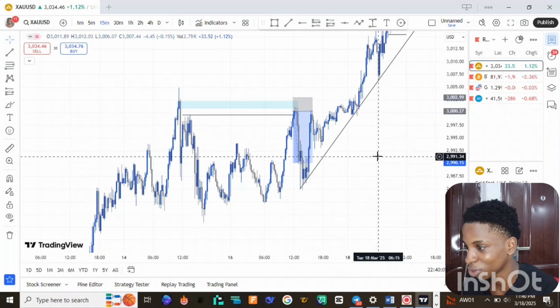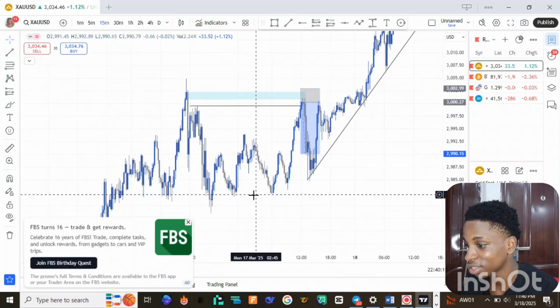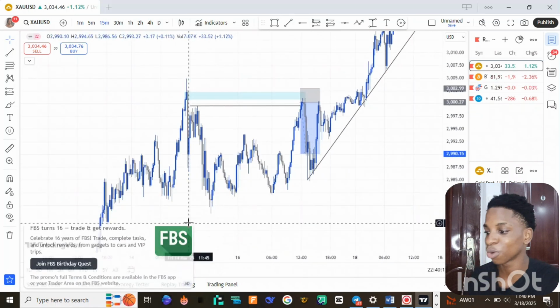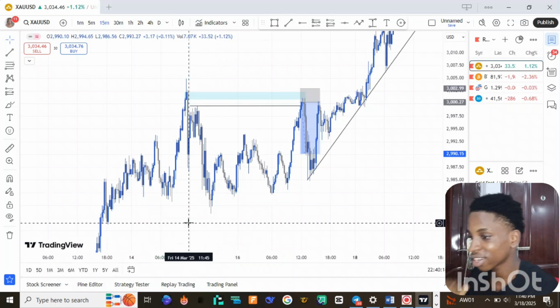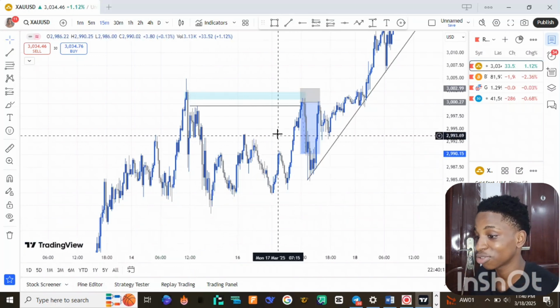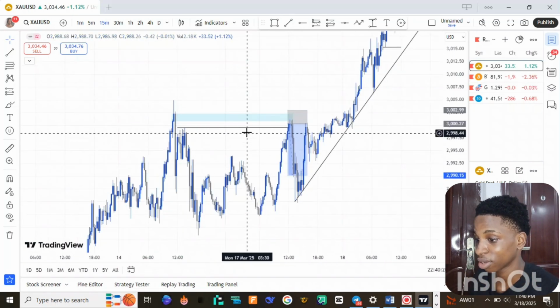XAUUSD, that's gold on the 15 minutes time frame. So this was a trade I took yesterday. I actually updated this trade on my Telegram channel.